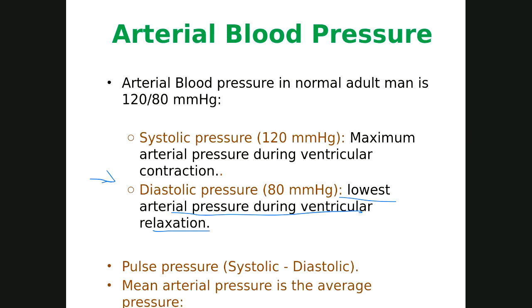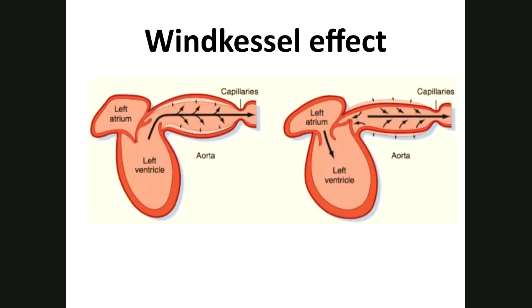I just wanted to share one more slide which shows that. It is called the Windkessel effect. Here we are talking about the aorta. You can see that during ventricular systole, the ventricles will contract and eject the stroke volume into the aorta.